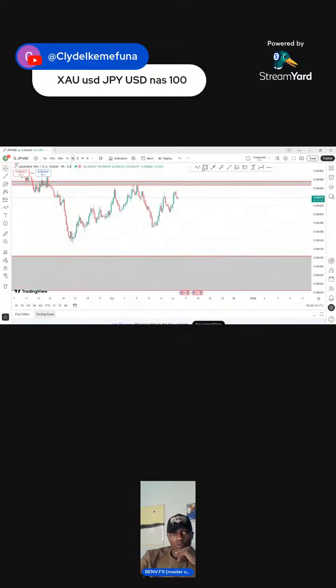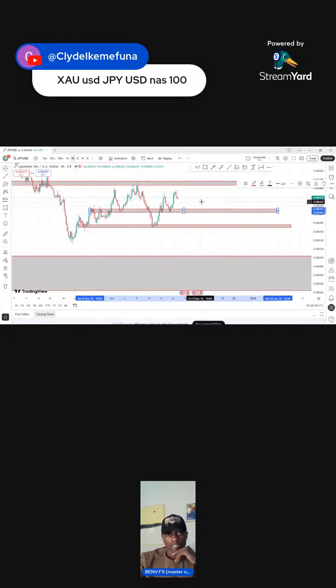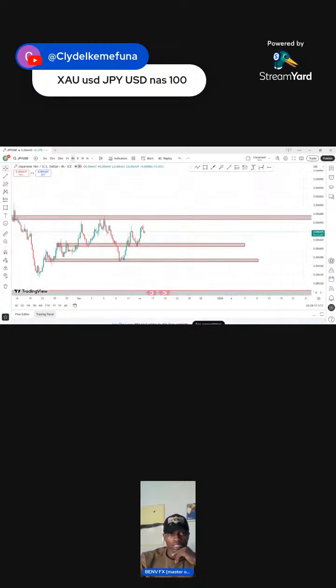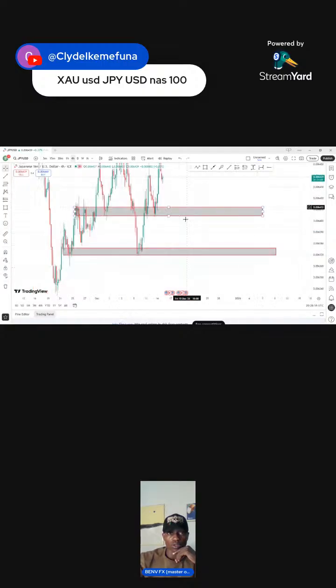On the 4 hour time frame, we'll have one particular support level here. We'll have one particular support level at this area, and there's another support level here. There's another support level here. Then all you need to do, as a scalper, is to wait for the market to come to this particular support level.